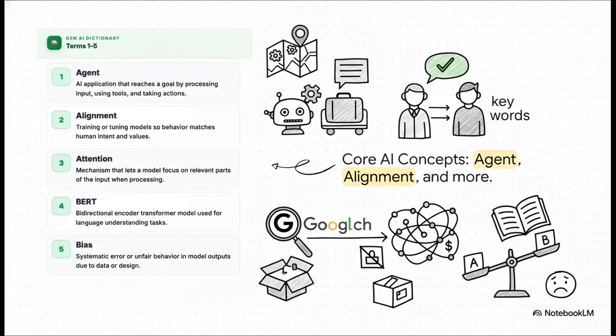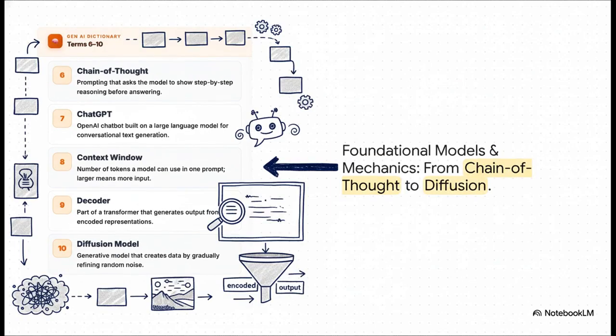And to round out our first five, we have bias. This is a systematic error that creeps into a model's output because of flawed training data. A classic example is an AI recruiting tool that starts favoring certain candidates because of biases in the data it learned from. For any business, finding and fixing bias is key to getting accurate results and avoiding risk. Okay, let's keep going with our foundational concepts.